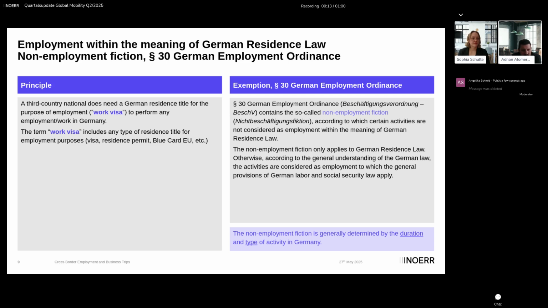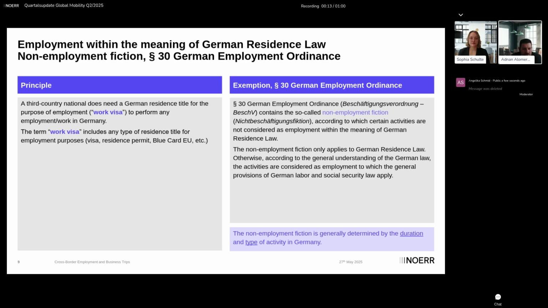It's to have an easier wording, because there are several types as seen, but not to distinguish between visa, residence permit, blue card, and so on. We will only use the term work visa. So we are not quite, we will be more in a range when we say work visa.